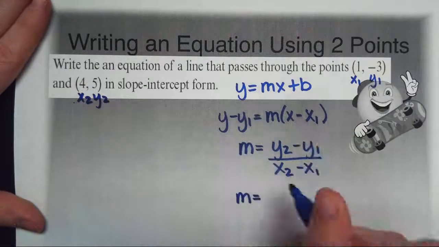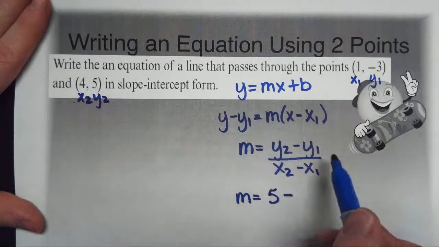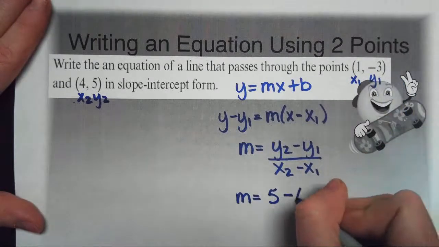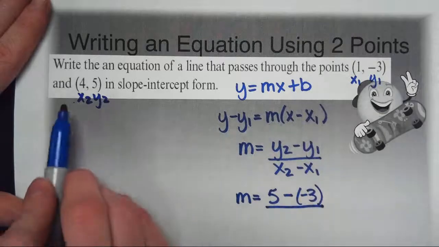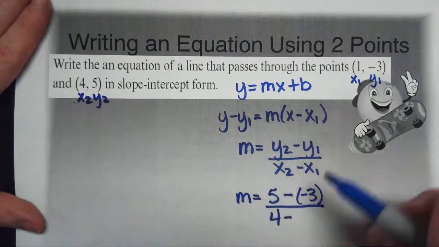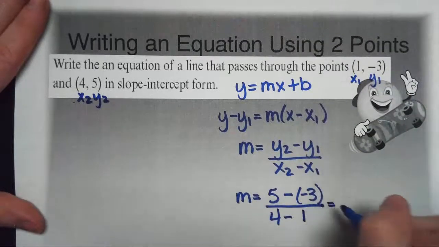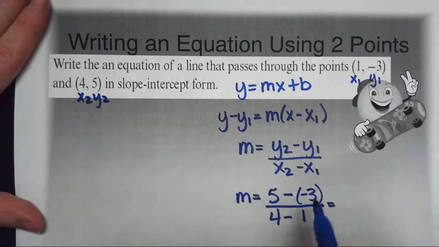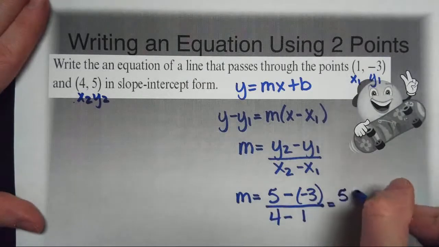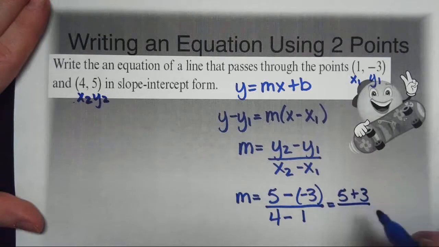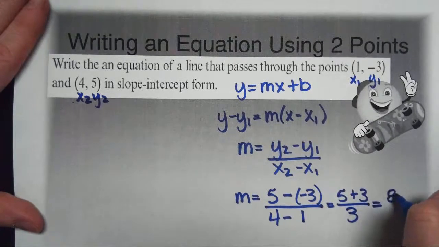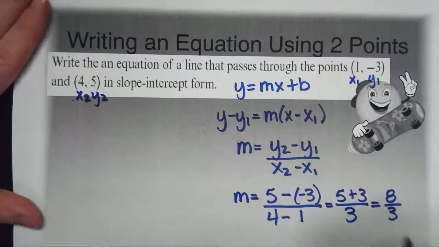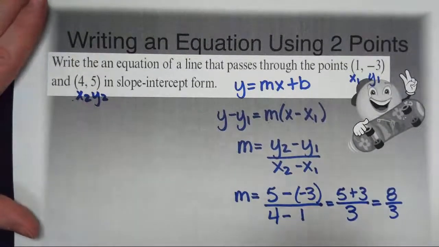So my y2 is 5, my y1 is negative 3, my x2 is 4, and my x1 is 1. Now 5 minus the negative 3, minus the negative is really plus, so it's like 5 plus 3. 4 minus 1 is 3. And then 5 plus 3 is 8. So my slope is 8 over 3.